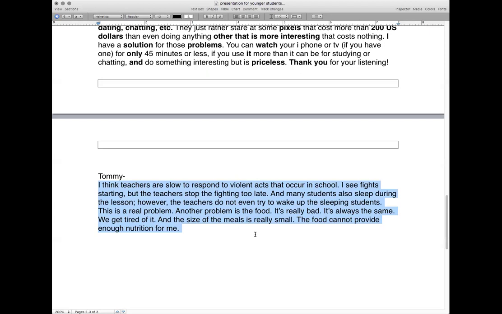Another problem is the food. It's really bad. It's always the same. We get tired of it. And the size of the meal is really small. The food cannot provide enough nutrition for me.